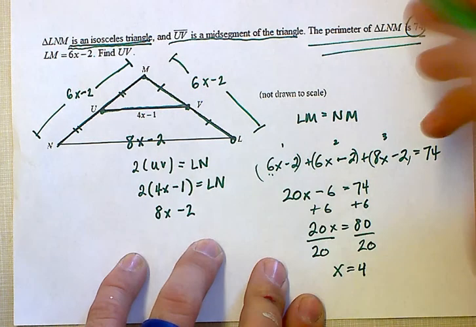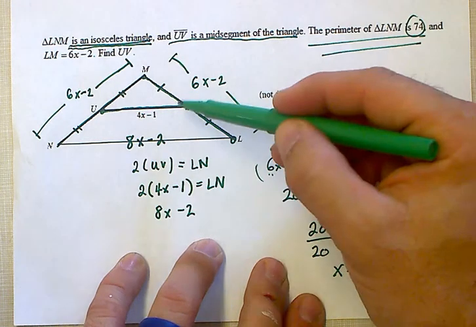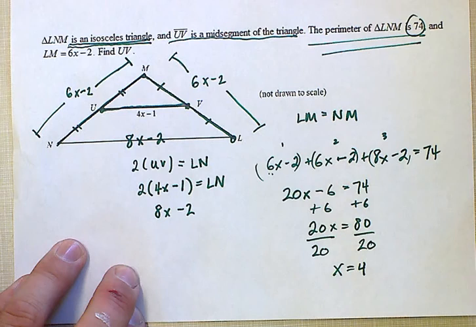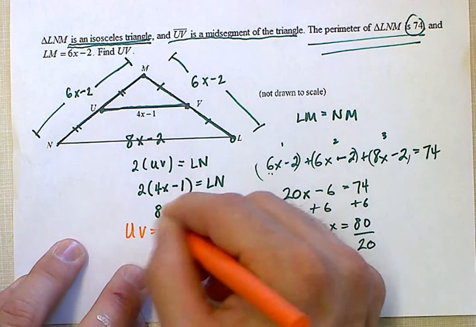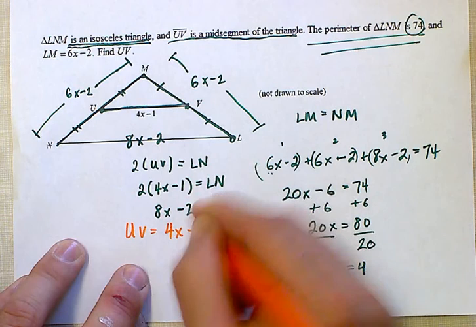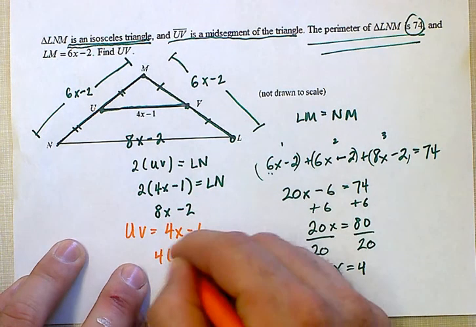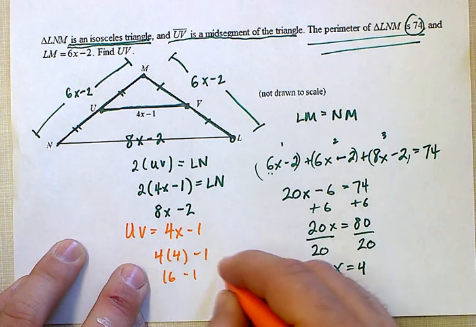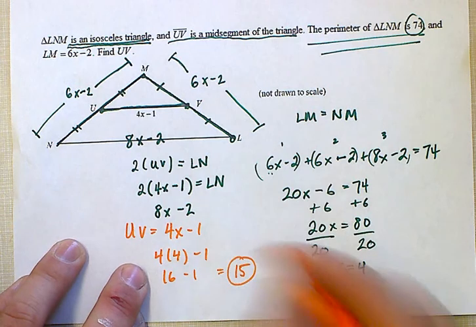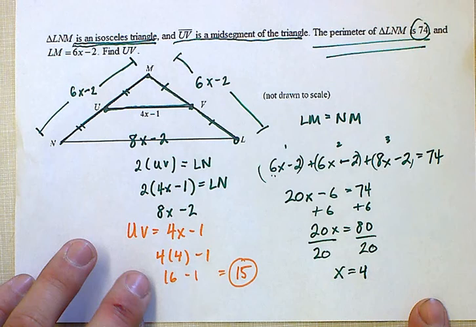Now, they're asking for UV. So UV we know is equal to 4x minus 1. 4 times 4 minus 1, 16 minus 1. I believe this to be 15, and that would be your answer there.